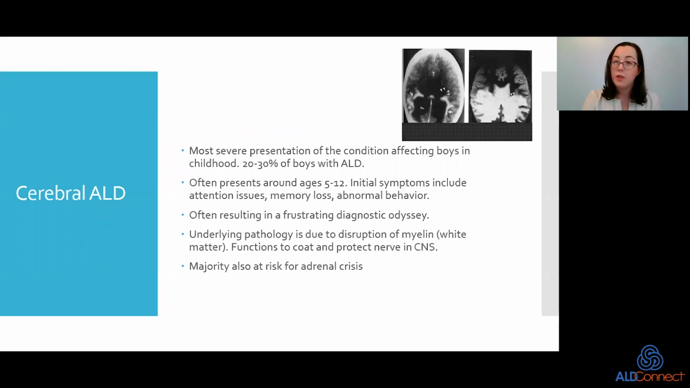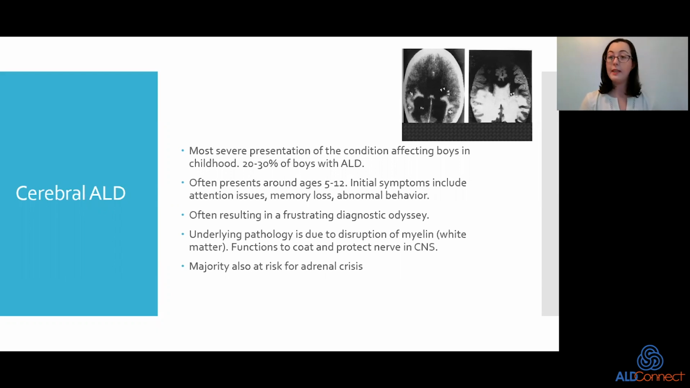The most severe form, which we've already talked about a little bit, is the cerebral onset form of ALD. Boys are the ones who are at risk to develop this condition, and we know that approximately 20 to 30% of boys will go on to have the cerebral form. It often presents around the ages of 5 to 12, and initial symptoms can include ADHD, memory loss, and abnormal behavior. It often results in a very frustrating diagnostic odyssey of delaying appropriate diagnosis and therefore treatment.